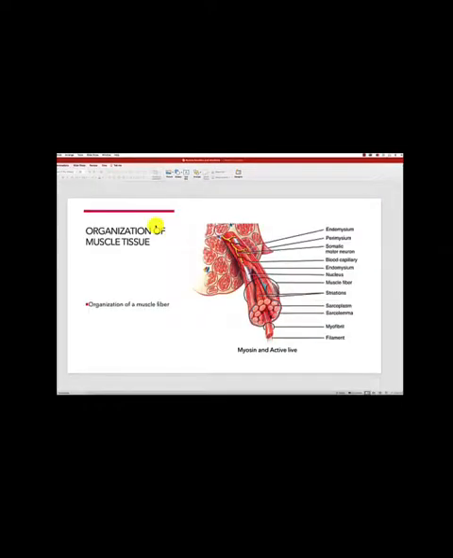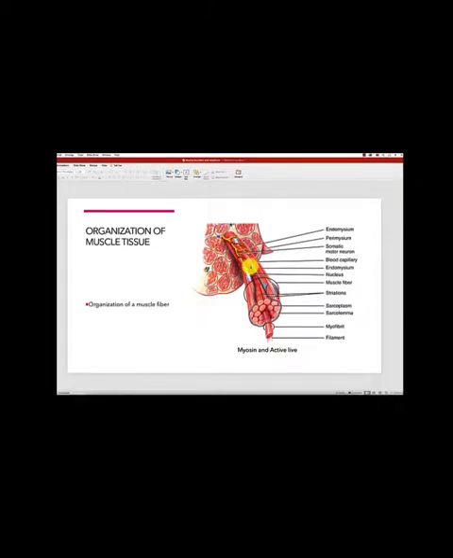Okay, so I just want to show you guys one more version of the same thing, just to beat a dead horse. We're just zooming in now on this picture, and this one is really hyper-focusing on the myofibril or the myofiber, right?